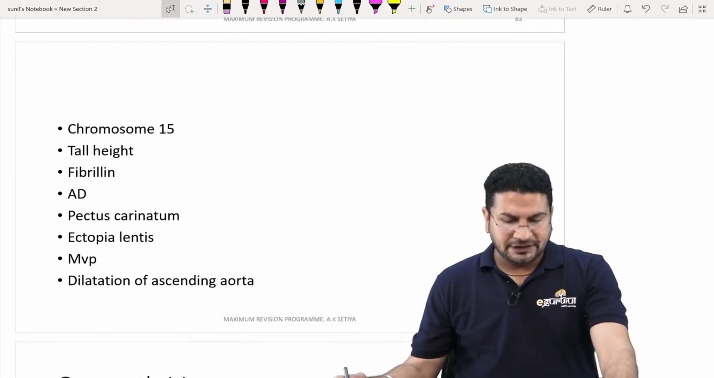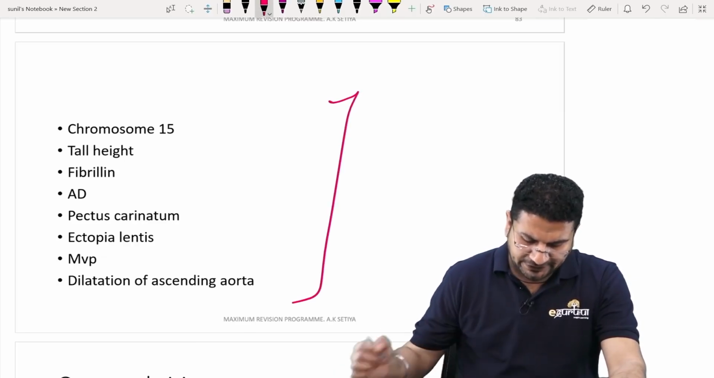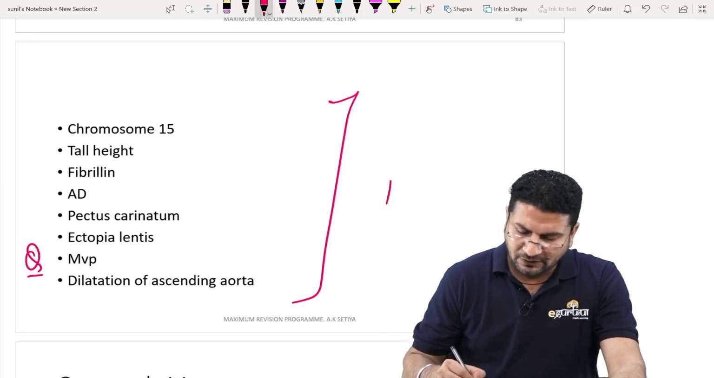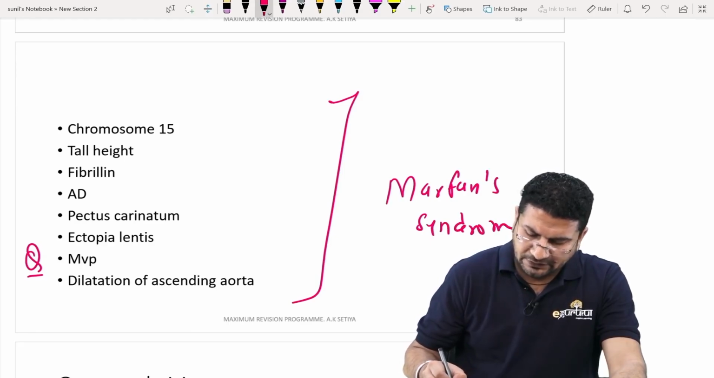Chromosome 12, tall height due to fibrillin mutation, autosomal dominant condition, pectus carinatum. There is risk of mitral valve prolapse. These are all MCQ suggestive of Marfan syndrome. If I say diagnostic criteria, it is called Ghent's criteria.